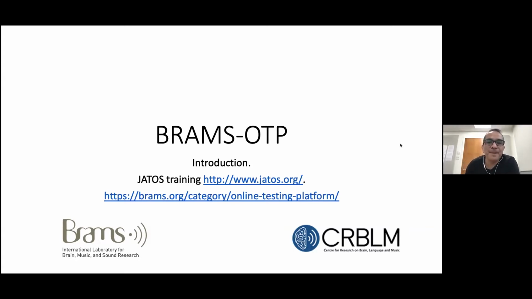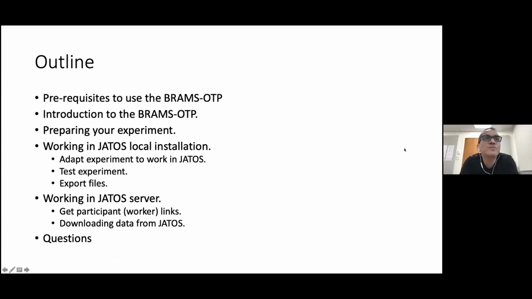So here's the outline of what I am going to be talking about. What do you need to work on the BRAMS-OTP? What are the prerequisites? Then I'm gonna give you an introduction of the technological structure of the BRAMS-OTP really quick. And then I'm gonna give you a couple of examples of how to prepare your experiment to work in JDOS, how to modify whatever you have to get into the JDOS platform, and then work on your JDOS local installation.